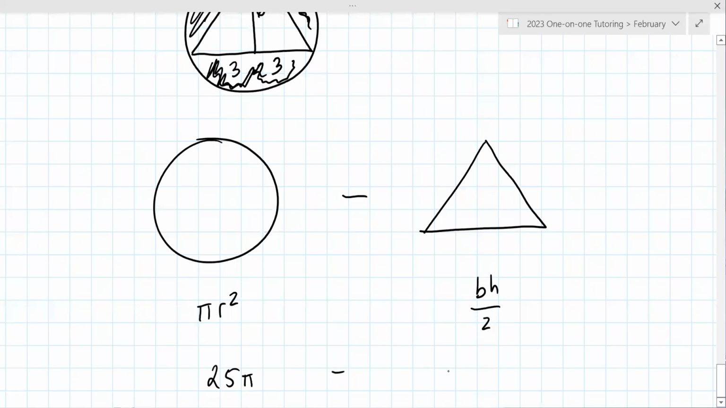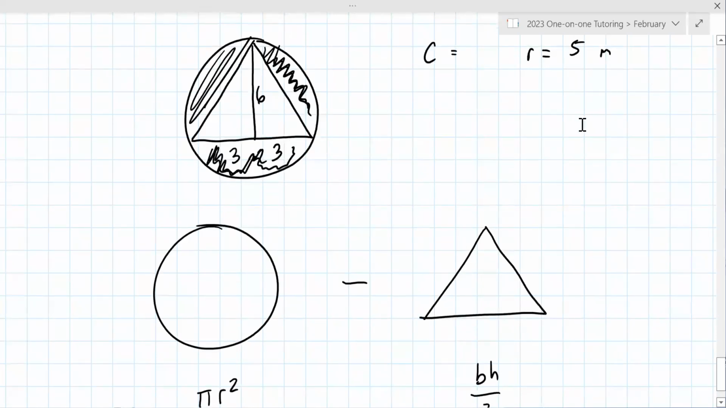Okay, so then it'd be 78.53 minus 18. Go ahead and round to the nearest hundredth, please. Okay. It would be 60.53 centimeters squared. Yeah, it might have been meters, but yeah.